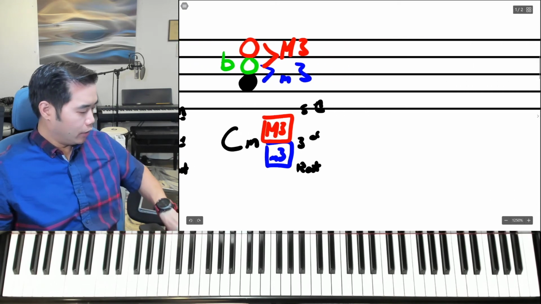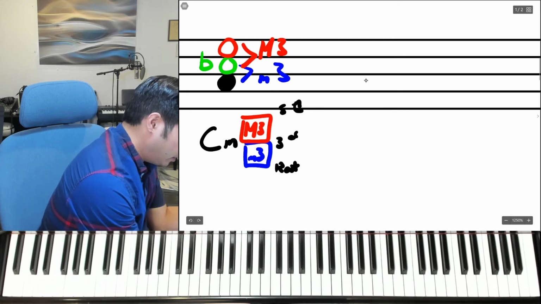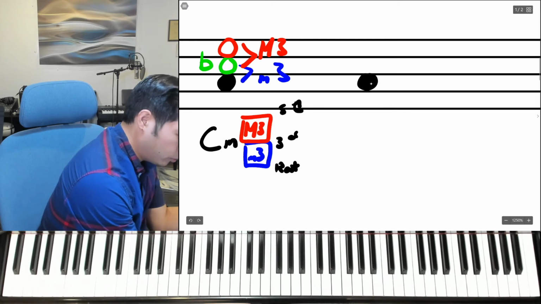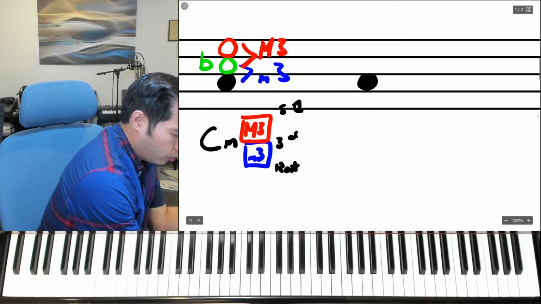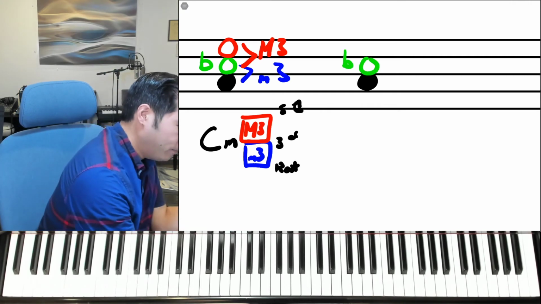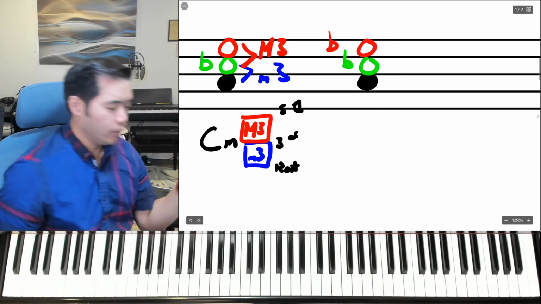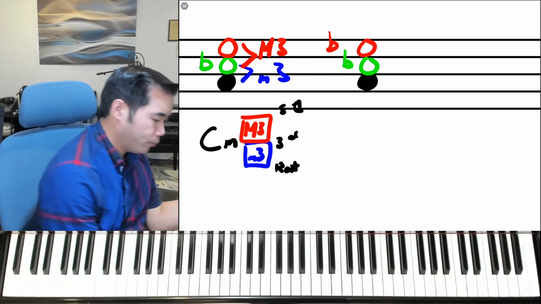Now, let's take a look at another example. Let's say that we have our C again, which is the root of the chord. We're going to do minor third up, that's the E flat again, but this time we're also going to make the 5th a G flat.